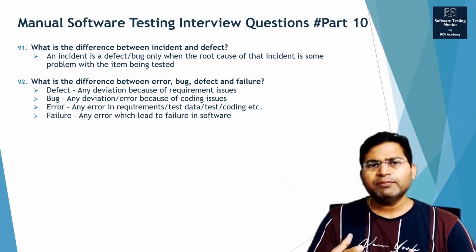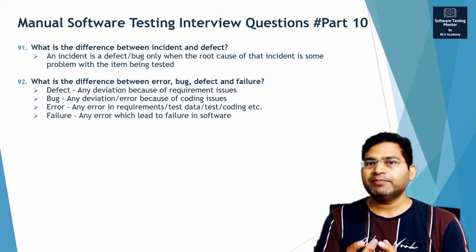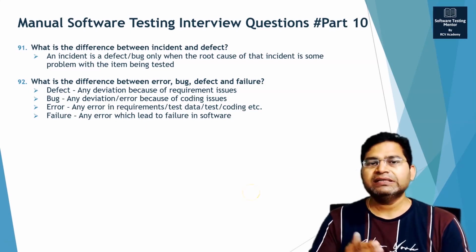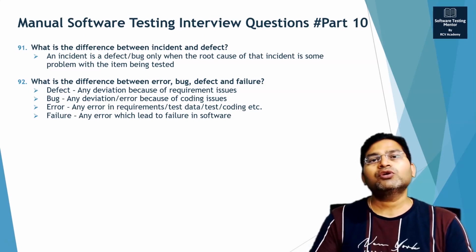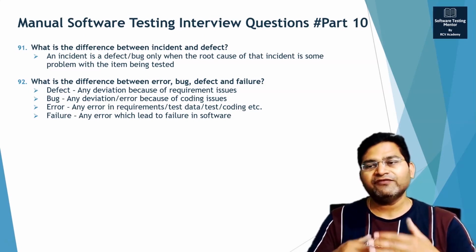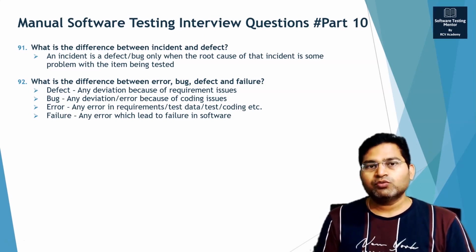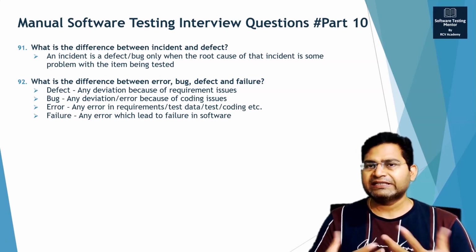But if we talk about the basic difference between defect and bug, defect is any deviation because of the requirement issues. That's what the definition says. And bug is any deviation from actual to expected because of the coding issues, right? This is a very fine difference, but in the projects people do not bother too much about whether you are using the terminology bug or defect, so you will end up using them interchangeably, right?